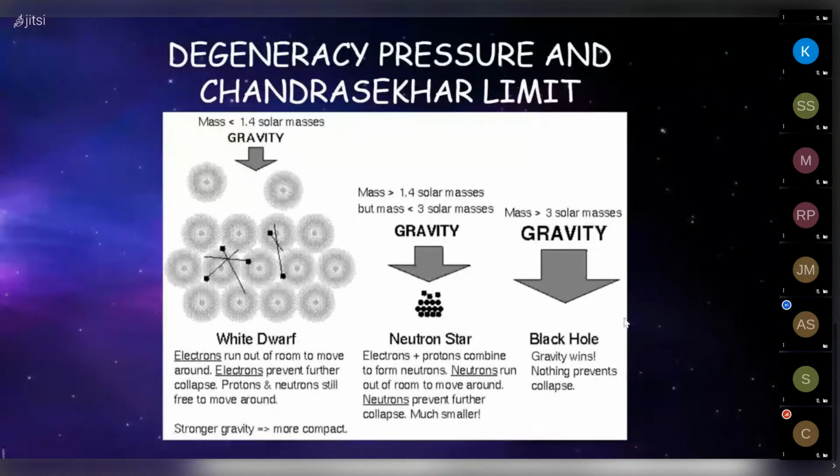So nuclear fuel won't exactly be done until... Okay, I'll answer you, Vatsal, in one second. So when I say fuel, it won't run out until iron has been reached. It's just that hydrogen to helium releases the most energy among the lighter elements.